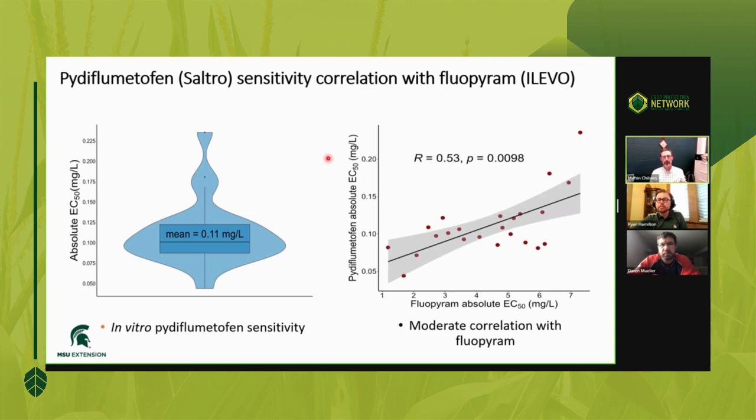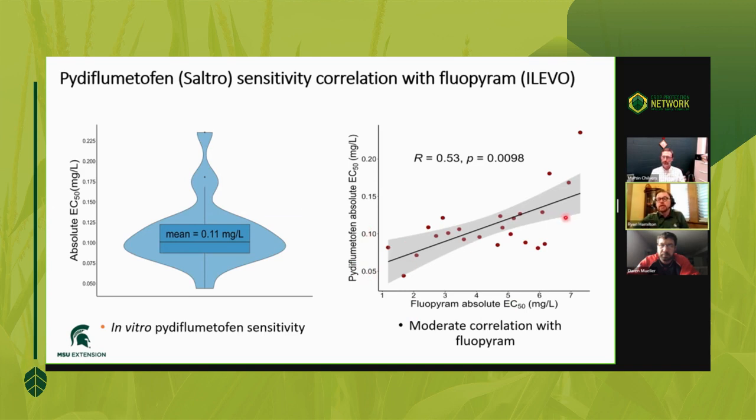That's called pideflumethafen, but you were able to take at least some of the isolates, right? And what did you see when you compared the two? Well, the isolates I chose were based on their sensitivity to fluopyram to make sure that I got a good representation of the entire spectrum of sensitivity for fluopyram. And what I found is that there was a moderate correlation between them, and it is statistically significant.